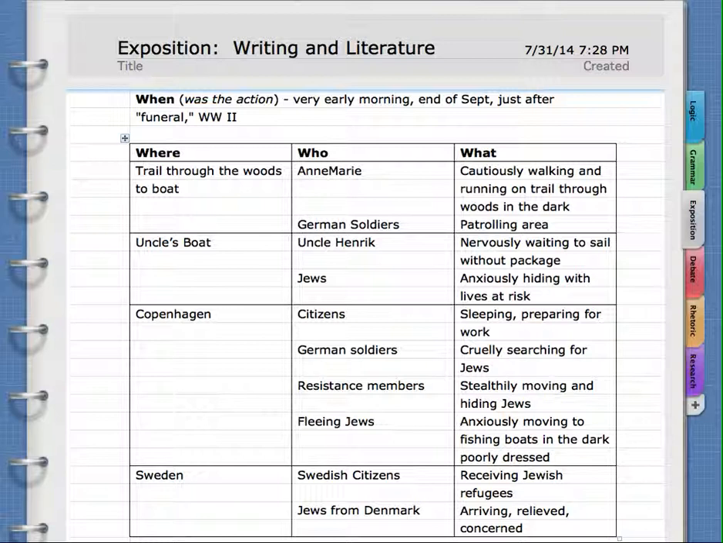So it's early morning. I think it was like 4 o'clock in the morning. It's the end of September, just after a funeral during World War II.